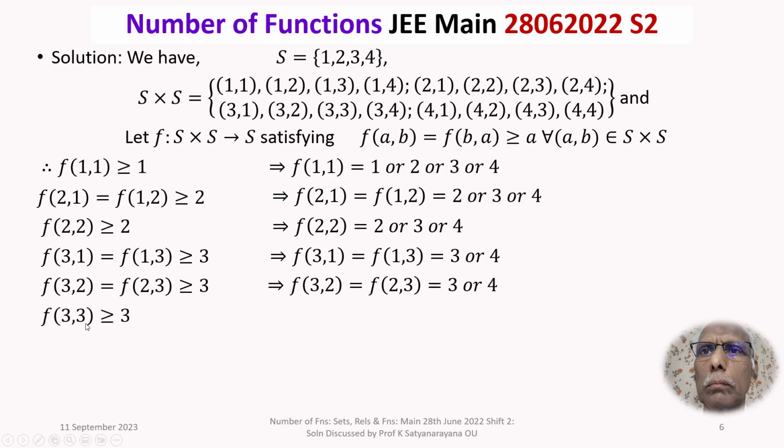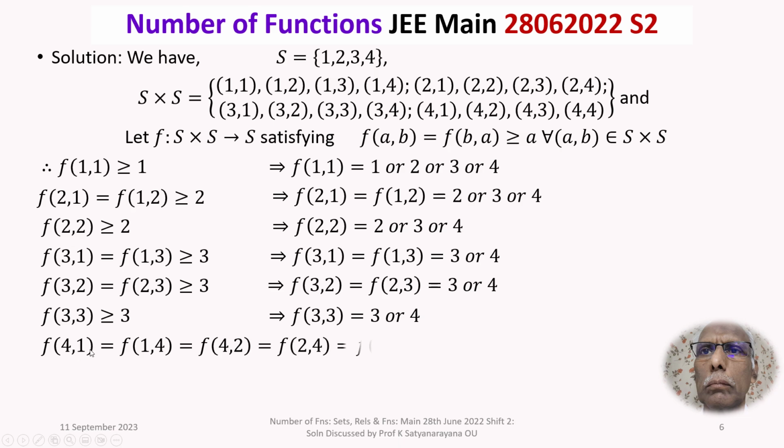f(3,3) is greater than or equal to 3, so (3,3) is mapped to either 3 or 4. And f(4,1) = f(1,4) is greater than or equal to 4. That means it will be mapped to 4 only.